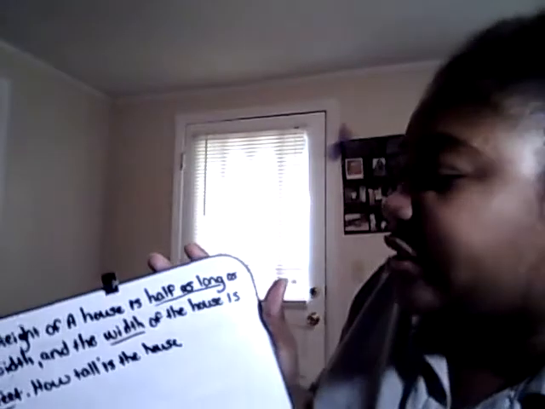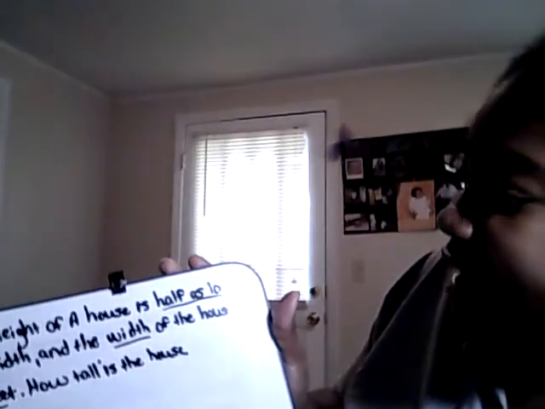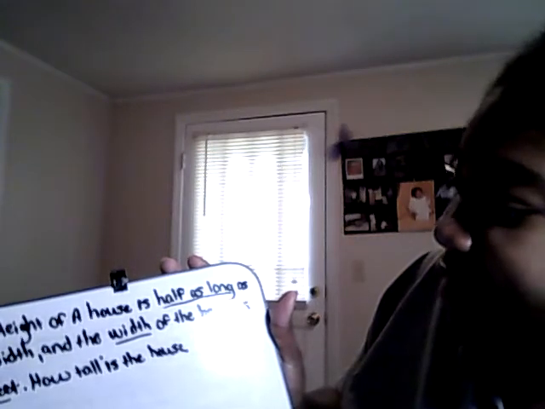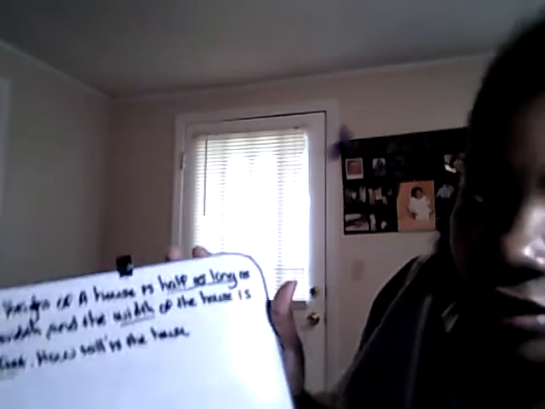So we're going to go over some examples of word problems, probably about 3 or 4 examples, to give you a better understanding of how to solve word problems. Alright, I just wrote down the first example, so I'm going to turn it around so you guys can look at it and we'll solve this first word problem. It says the height of a house is half as long as its width, and the width of the house is 80 feet. How tall is the house?